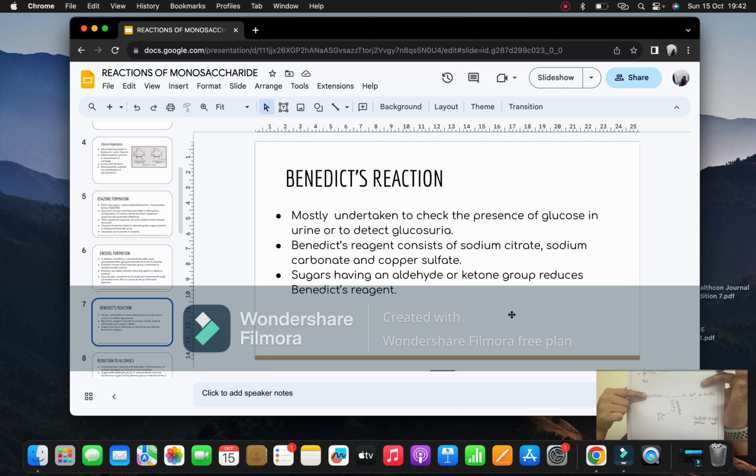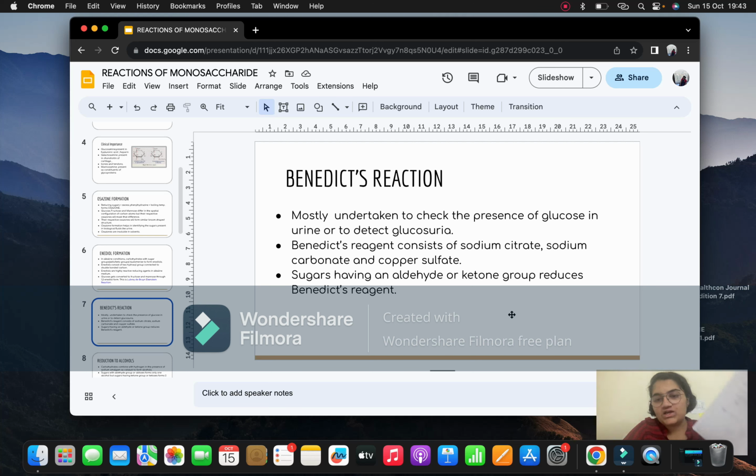It forms enediols. Now, mostly only reducing sugars will form enediols. So if the sugar is non-reducing, it will not form enediol, and hence it will not undergo the Benedict's test. So the reducing sugars form enediols. They undergo formation of enediol by tautomerization. Now enediols can either oxidize to form sugar acids, or they can get reduced under the Benedict's reagent.